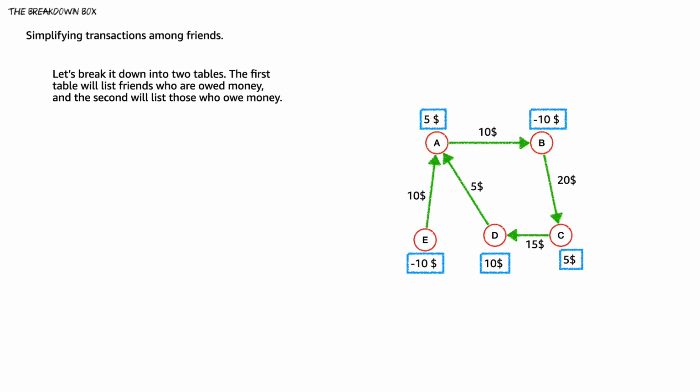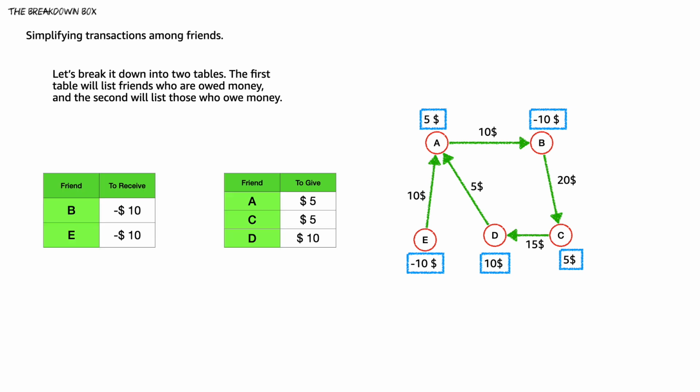Let's break it down into two tables. The first table will list friends who are owed money, and the second will list those who owe money. Here, minus 10 means they owe minus $10, which essentially means they will get $10.